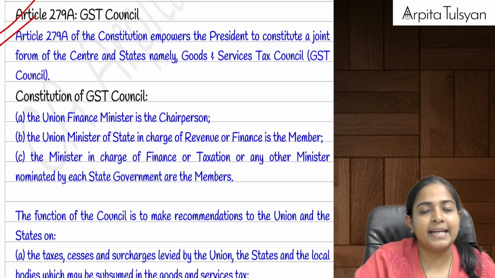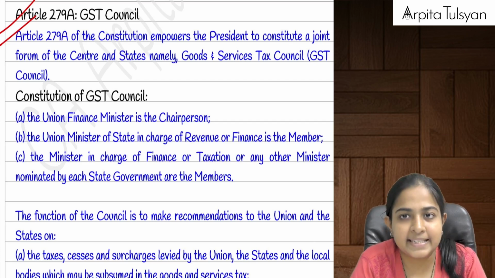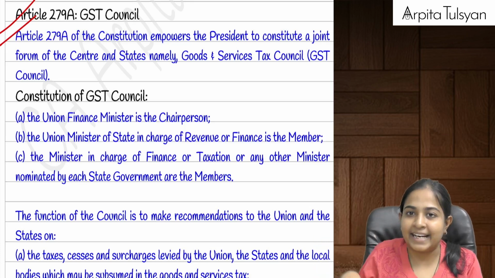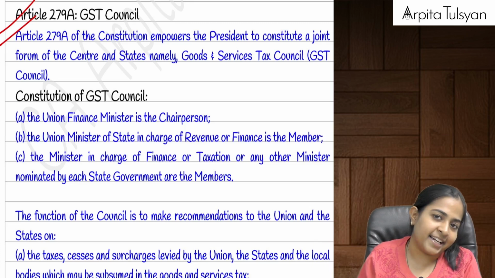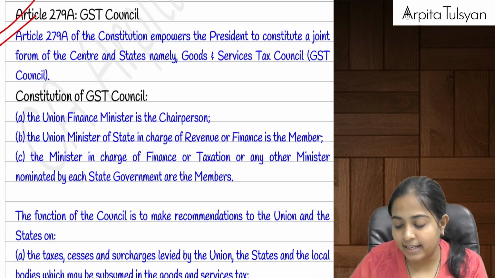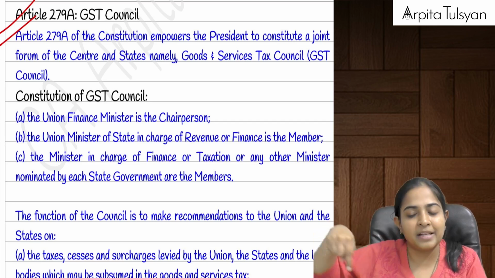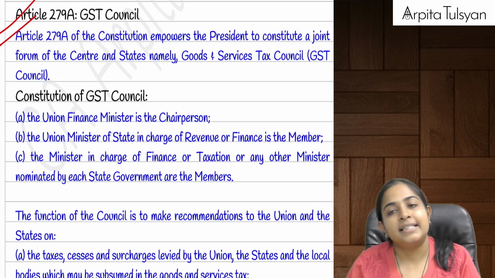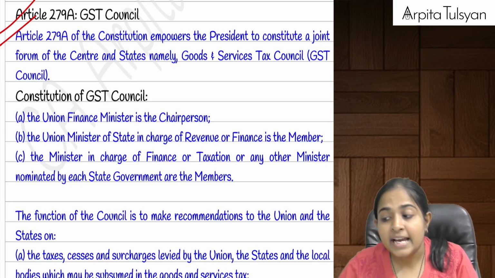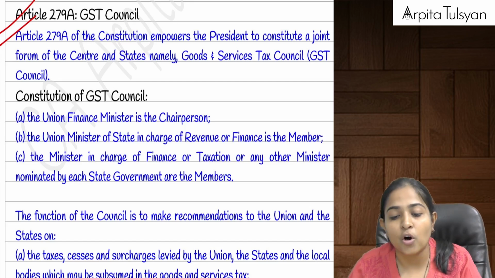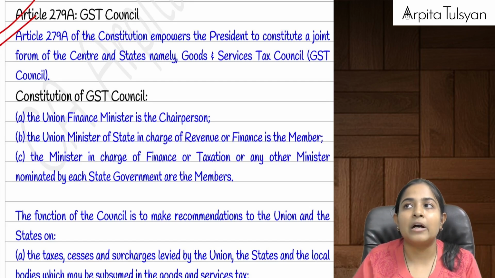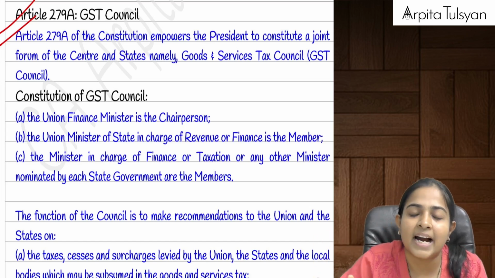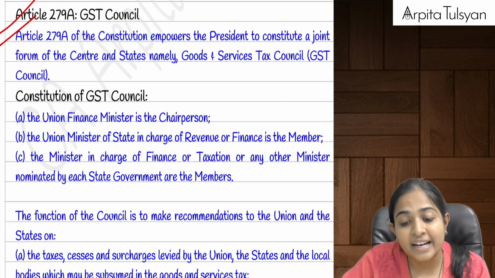This article 279A gives the powers to the president to constitute a joint forum of center and state. Now, GST is a law of both center as well as state, so it says let's constitute a forum, a council which will include members from the center as well as members from the state, and let's call this council the GST Council. Now, what will be the work of this GST Council? The work of this GST Council will be to give recommendations to the union as well as to the state on matters regarding GST. Example, what should be the rate on the products?